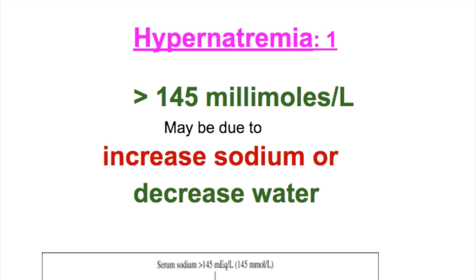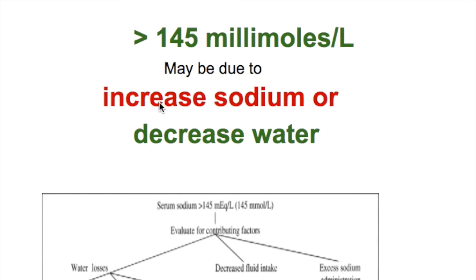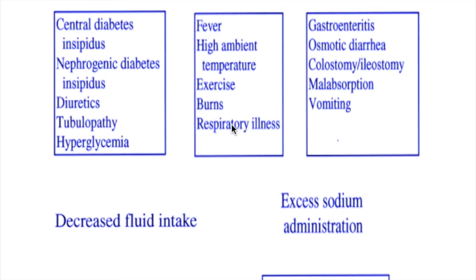Hypernatremia, or increased sodium, is when the sodium concentration is more than 145 millimoles per liter, and this may be due to increased sodium or decrease in water. So what are the causes of hypernatremia? Hypernatremia may be due to renal or extrarenal causes.